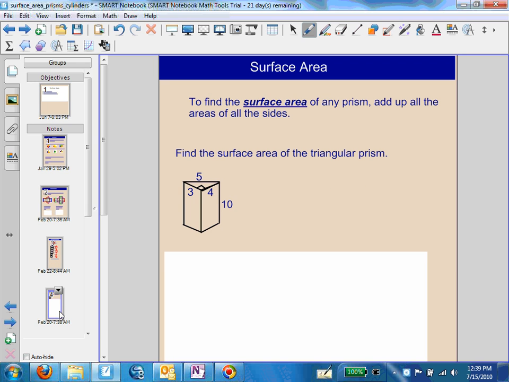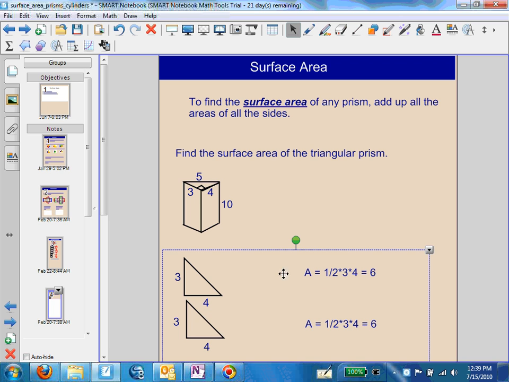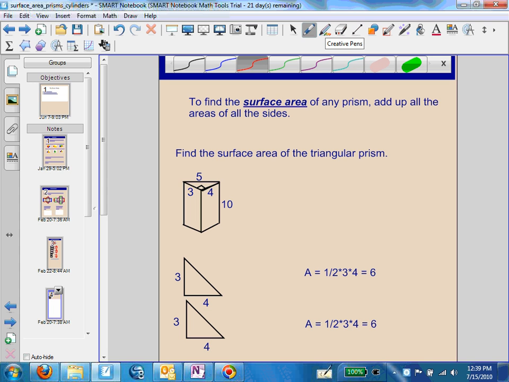In the next example, we're finding the surface area of a triangular prism. Again, we just want to find the area of every single side. So we're going to start with the bases. The bases are always congruent to each other. That's the definition of a base. And a prism is the two sides opposite of each other and parallel, and they're congruent to each other.